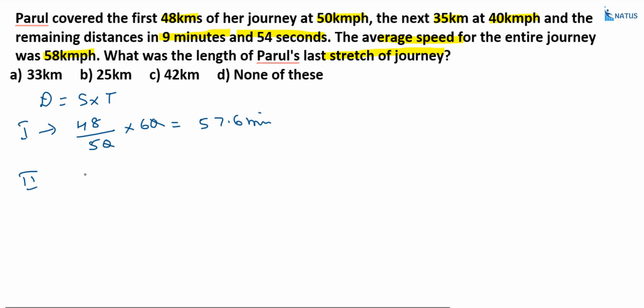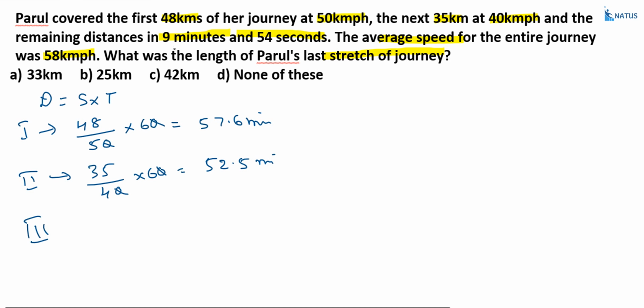What is the second part? The total distance is equal to 35 kilometers, and what is the speed? Speed is equal to 40. Now you will convert this one into minutes. So this is equal to 3 times and 2 times. So this is equal to 52.5 minutes. Now come to the third one.